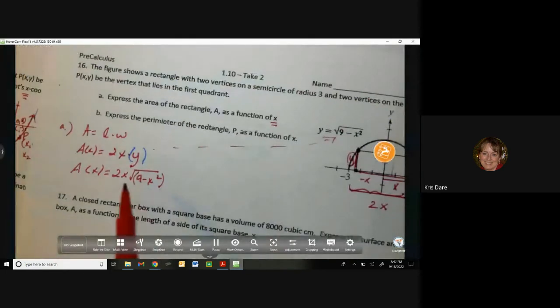And I can't distribute into it because it's a square root. So that's my answer. That's what I get for part A.